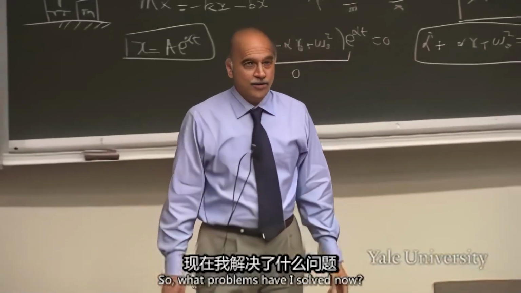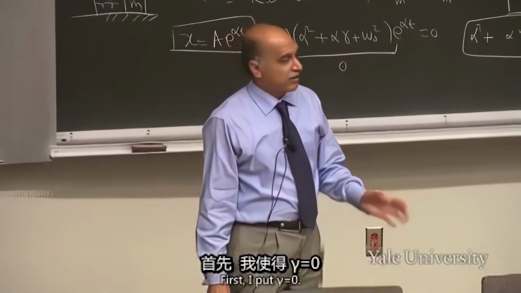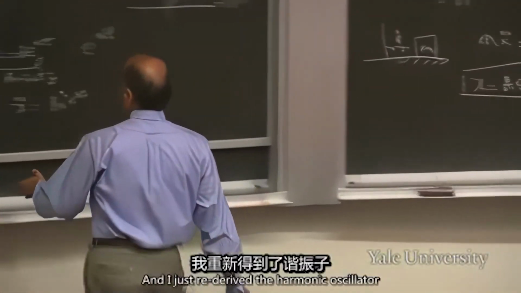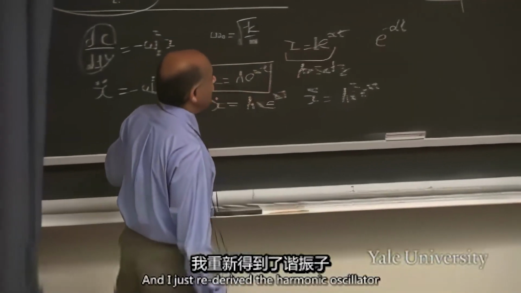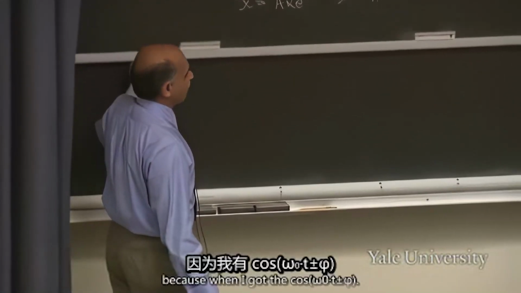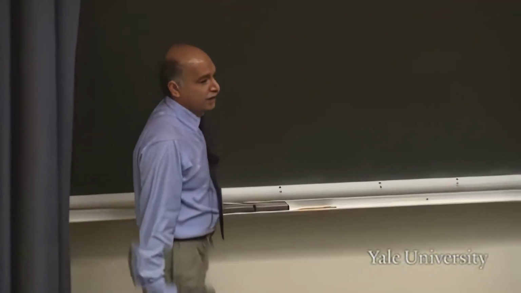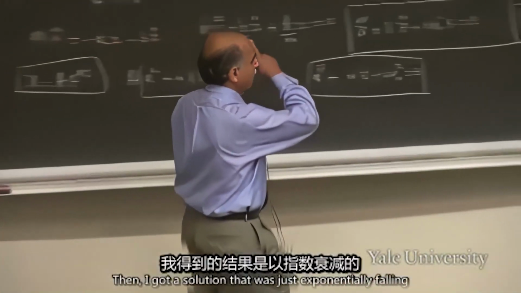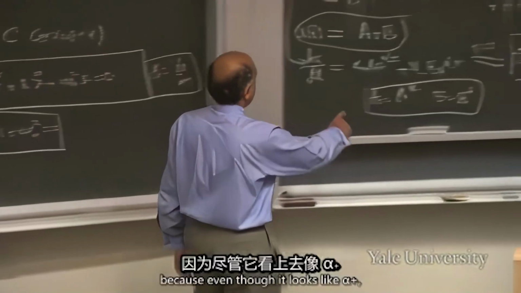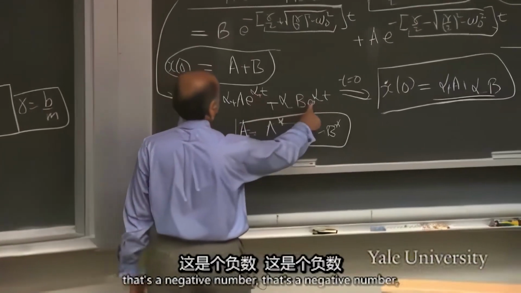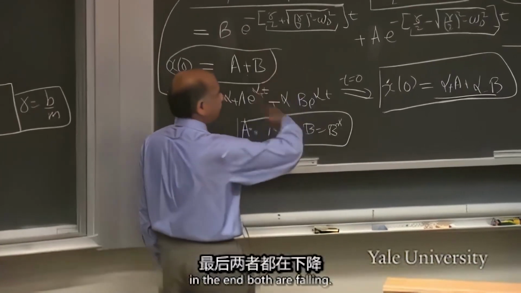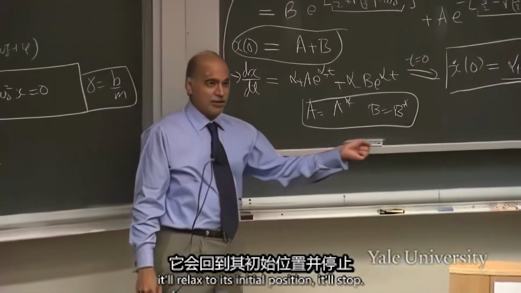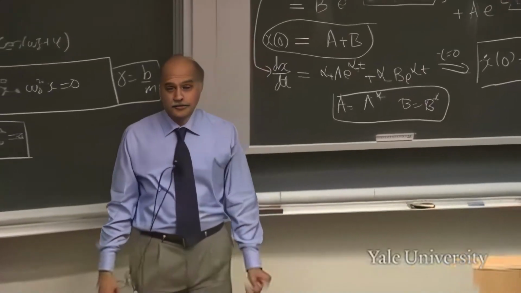So what problems have I solved now? First, I put gamma equal to 0, no friction. And I just re-derived the harmonic oscillator, cos of omega t minus phi or plus phi. Then I took a problem with friction. Then I got a solution that was just exponentially falling. Because even though it looks like alpha plus, that's a negative number, that's a negative number, in the end both are falling. So it says you pull the mass and let it go. It'll relax to its initial position, it'll stop.